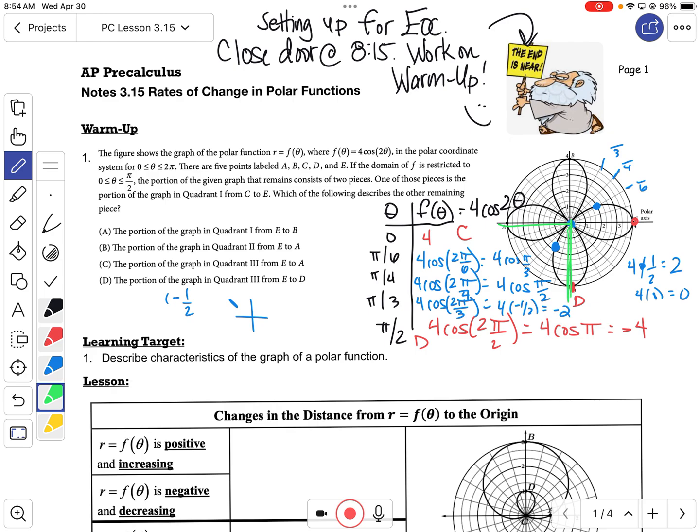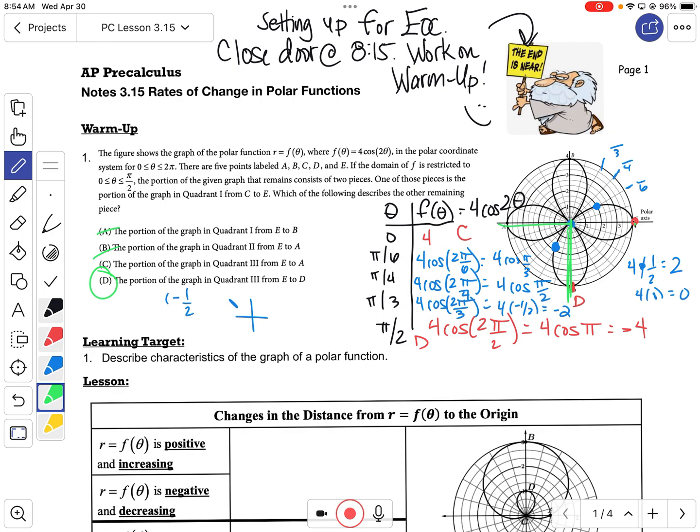It's in the third quadrant, so it can't be A or B, all right? And is it from E to A or E to D? E to D, okay? So you literally just have to fill in the rest of the points and graph on that crazy circle. That's the best way to do those, okay?